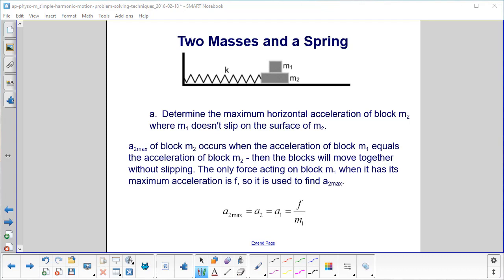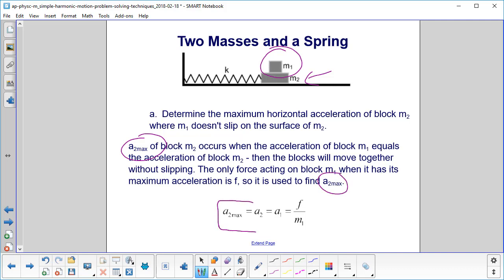Determine the maximum horizontal acceleration of block M2 where M1 doesn't slip. The maximum acceleration of block M2 occurs when the acceleration of block M1 equals the acceleration of block M2. Then the blocks will move together without slipping. The only force acting on block M1 when it has its maximum acceleration is the friction force. The spring force is only acting on M2. So we can say that A1 max equals A2 max, which is what we're trying to find.